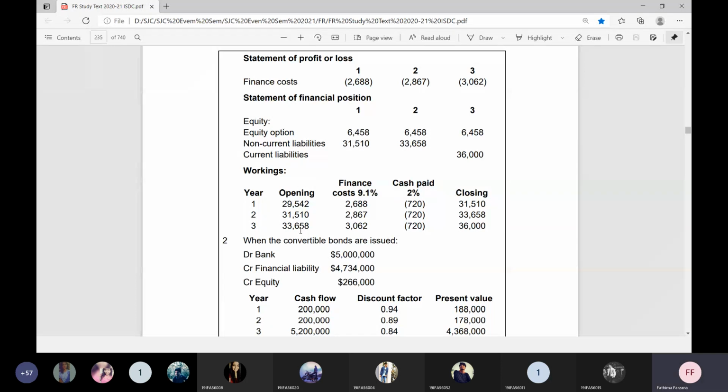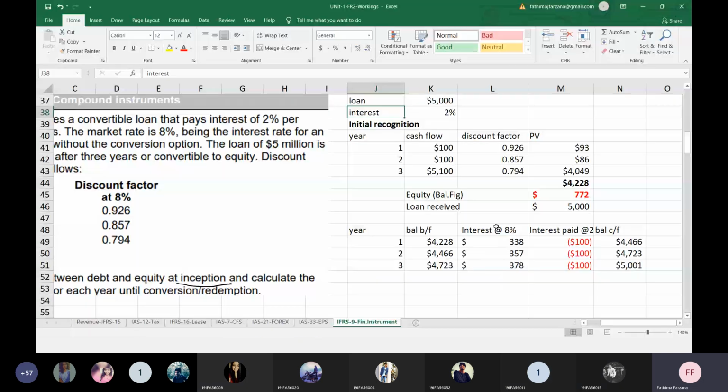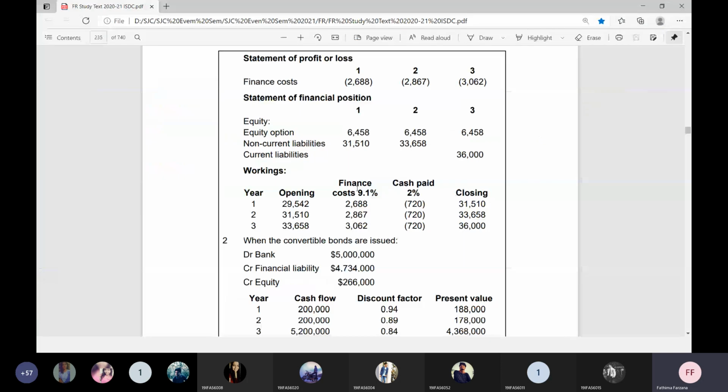Are you people there? Yes, ma'am. Okay. See our problem here, similar. See here: interest at 8%, interest paid at 2%. Same here: interest at 9.1%, interest paid at 2%. So, what they have shown, this 2668, this only they have shown as finance cost, not the 720.